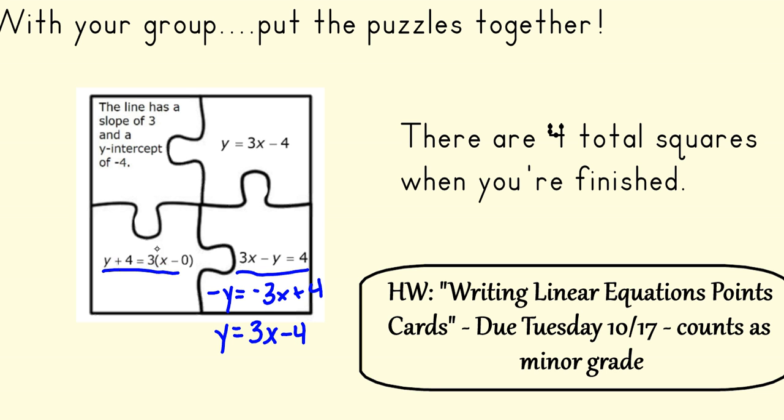Over here, just like we did in our example, I would distribute. So 3x, and that would be a 0, so I don't even need to write that. Y plus 4 on the left, I'd subtract 4 on both sides. And I'd have y equals 3x minus 4. So I can see all those go together.